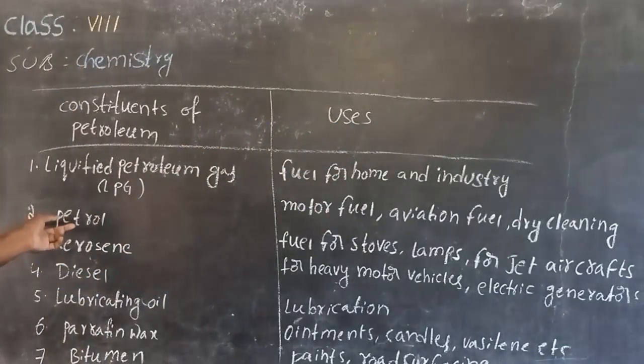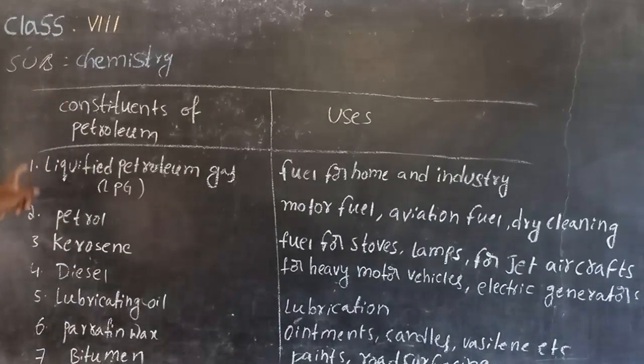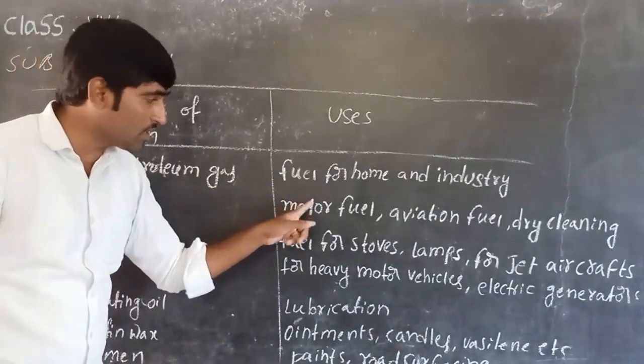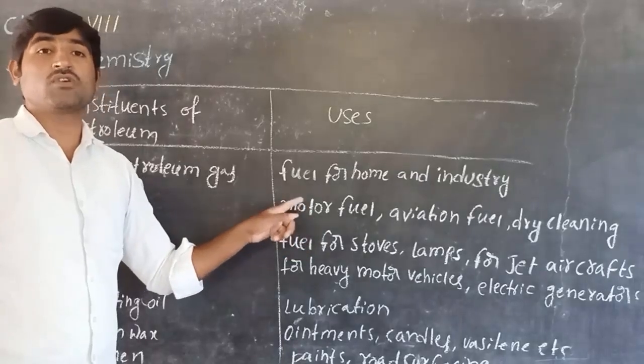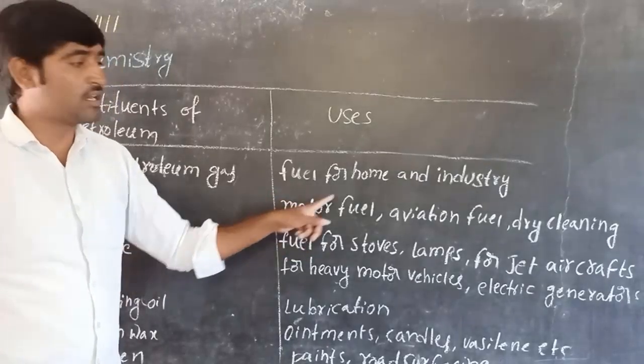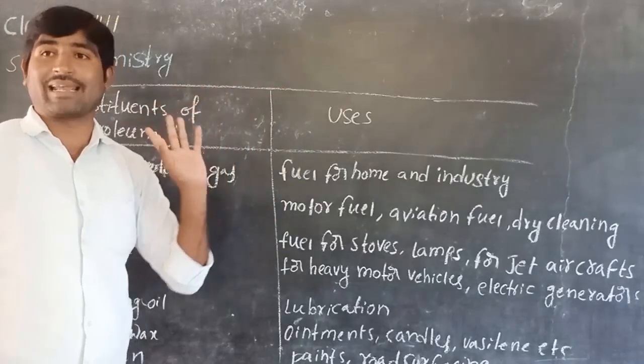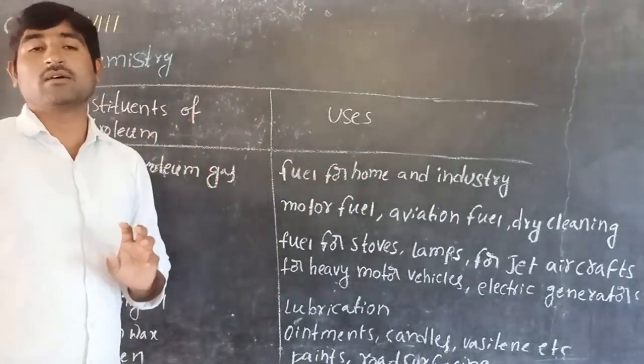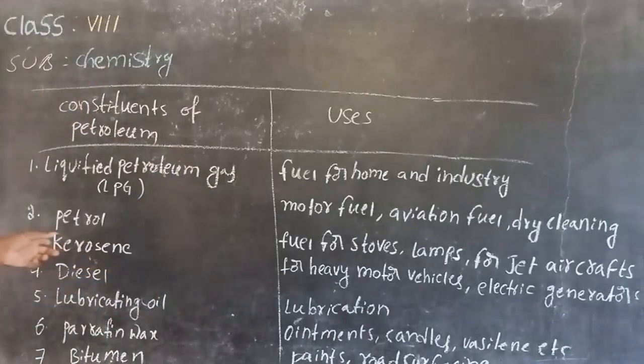Next, petrol. Petrol is one of the constituents of petroleum. It is used as a fuel for motor vehicles, light motor vehicles, and aviation fuel, and for dry cleaning. We know the dry cleaning. Dry cleaning is what, children? Washing clothes with petroleum.